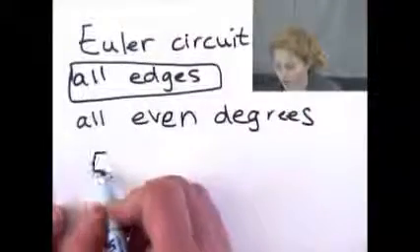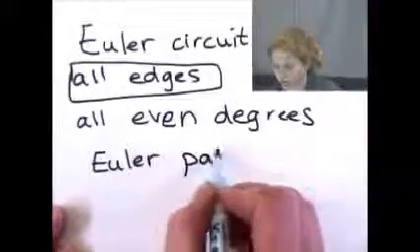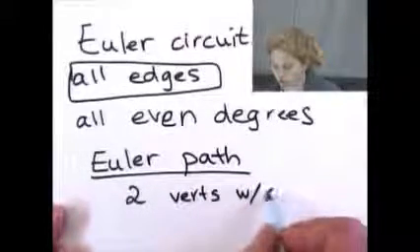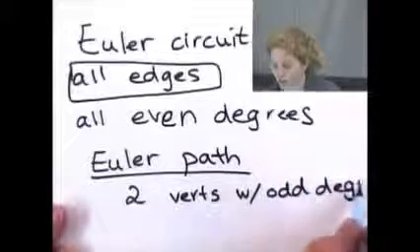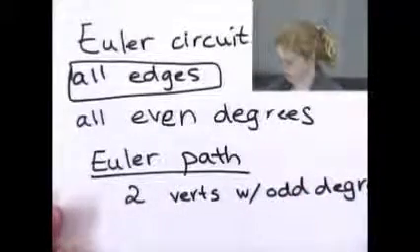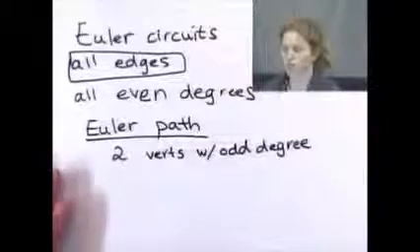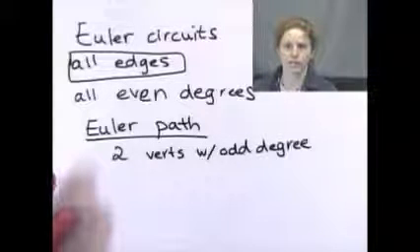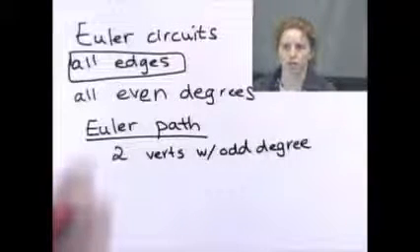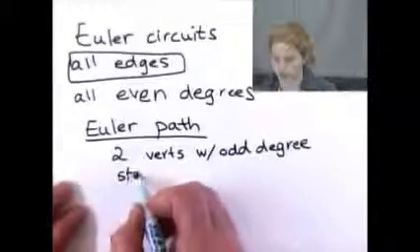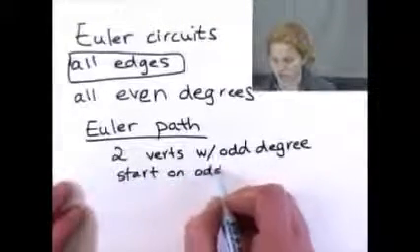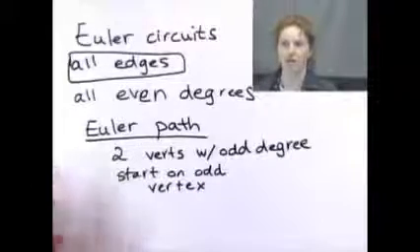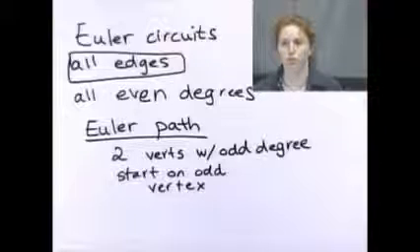What about an Euler path? So I have exactly 2 with odd degree, and I can't have any more or any less. Right? And when I do Fleury's algorithm, what kind of nodes do I have to start with? I have to start with the odd ones. So I have to start on an odd vertex. So for Euler circuits, it doesn't matter which vertex you start on, it should work. You just keep adding edges to your path until you have no more left.